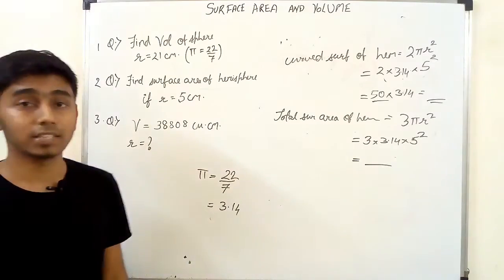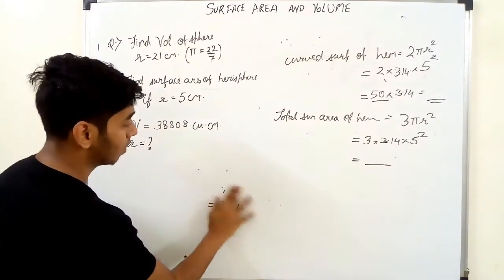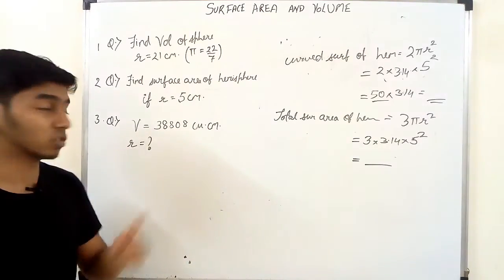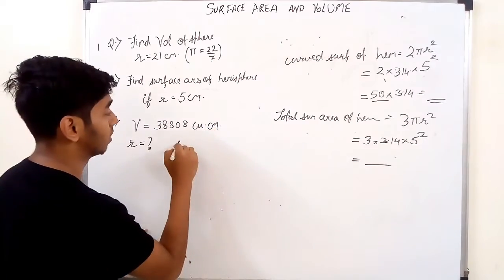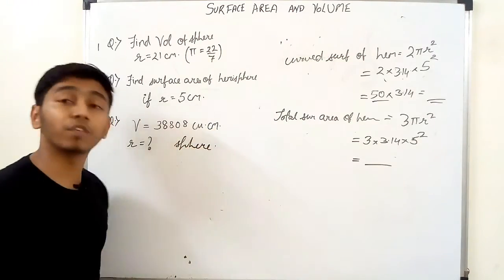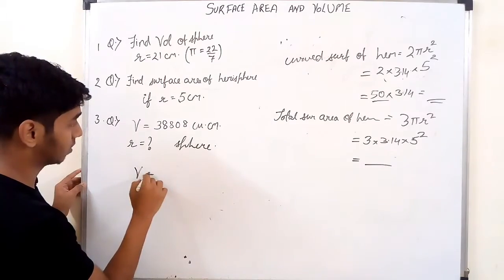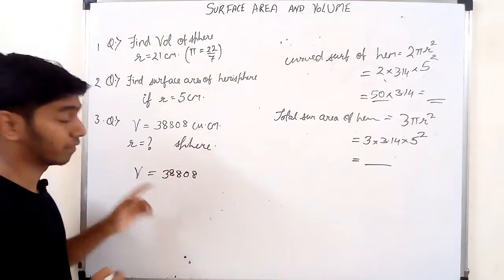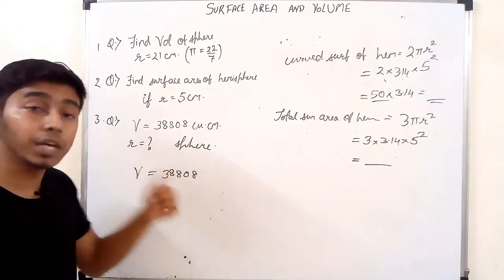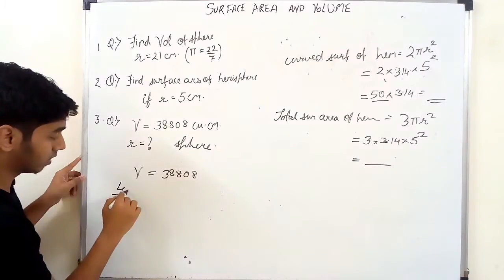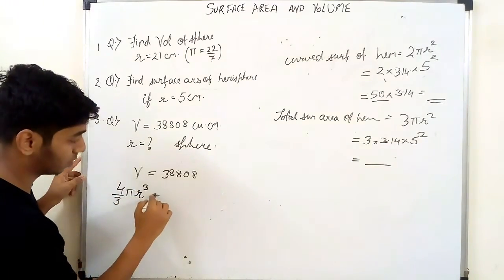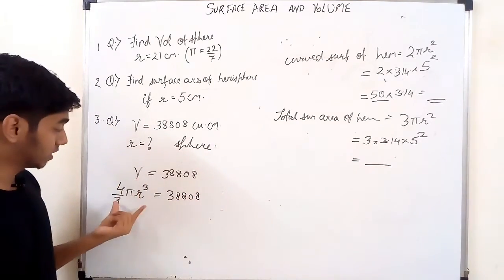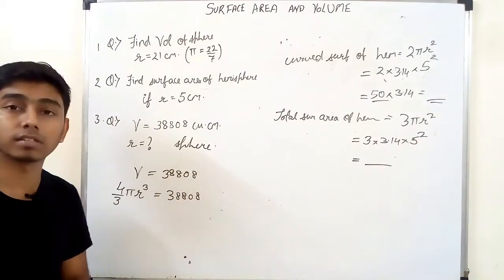Then the last one, where volume is given to you. You have to find the radius. This is the volume of a sphere. I forgot to mention, this is about a sphere. So the volume of a sphere is equal to 38808 given to you. But the volume of a sphere, you already know, is 4 by 3 pi r cube. So instead of the volume of sphere, I substitute 4 by 3 pi r cube, which is equal to this.